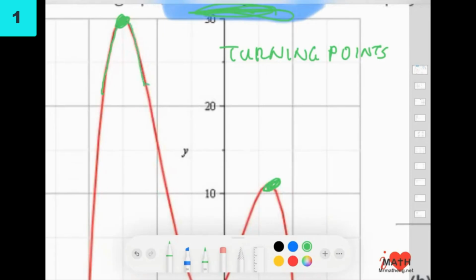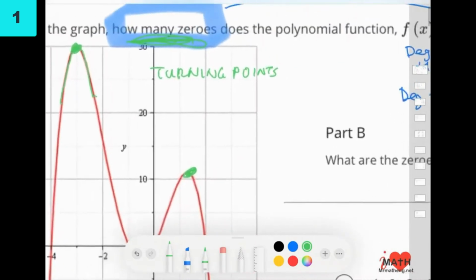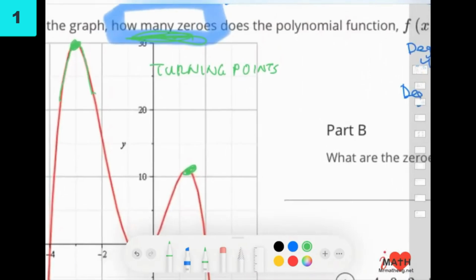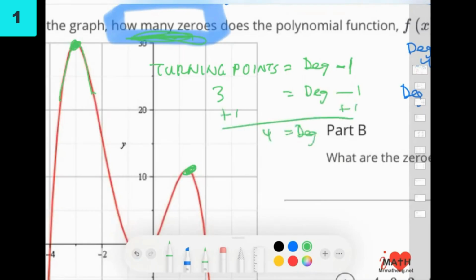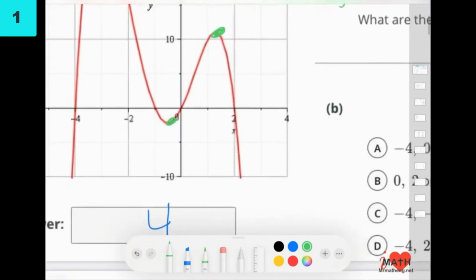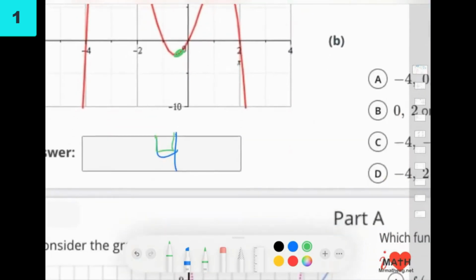So in this problem, I have 3 turning points. And the formula is the degree minus 1. So let's just say you don't even have a formula, you just have the graph here. You just solve for degrees. So I just add 1, and you'll have the degree to be 4. So a second way to show you how the answer is 4.